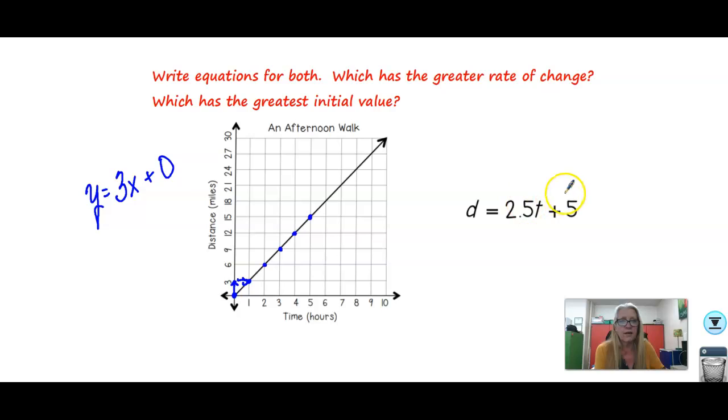So over here, we have another equation. Which one of these has the greater rate of change? You're comparing slopes. Which slope has the bigger number, 3 or 2.5? 3 is bigger, so this one has the greater rate of change. And which one has the greater initial value? This one has positive 5, and this one has positive 0, so this one has the greater initial value.